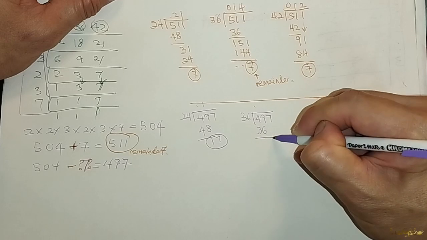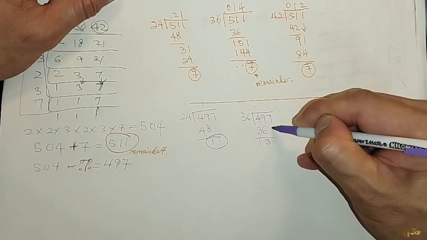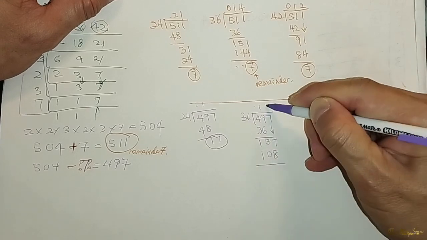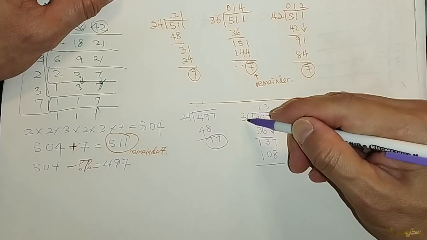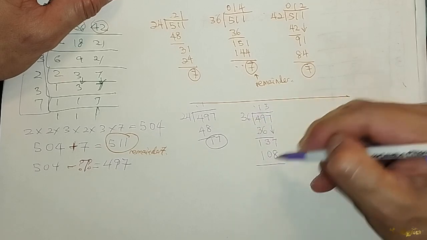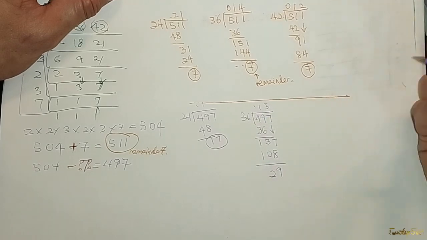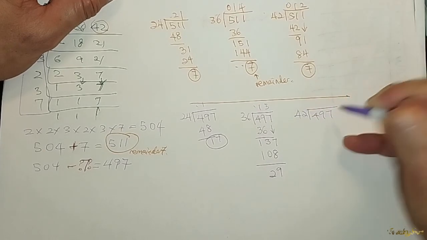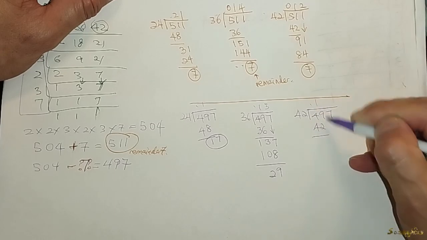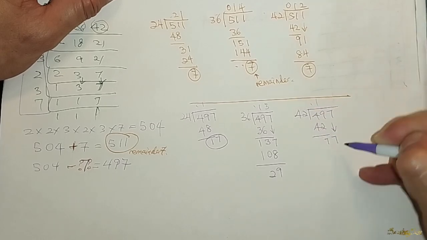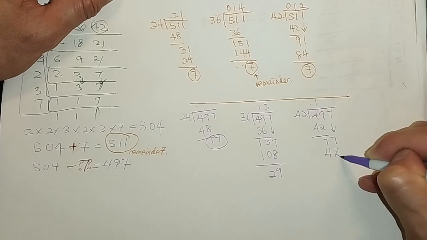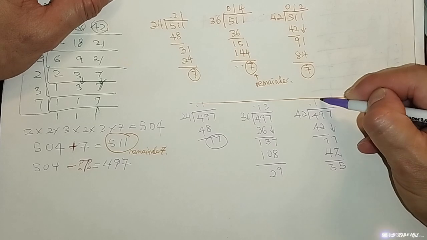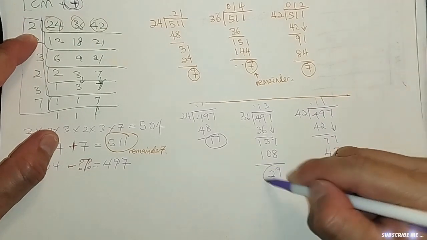36, 1 time. What do you get? 1, 3, move down only 1 time. And 137 minus 108 is 29. 108 is also what? 3 times 36 is 108. Then you have 29. Correct? Yeah, 29. How about 42? Interesting. 42 into 497, 1 time. That's 7. Move down, 77. 42. That's what? 35. Now you have a different remainder.